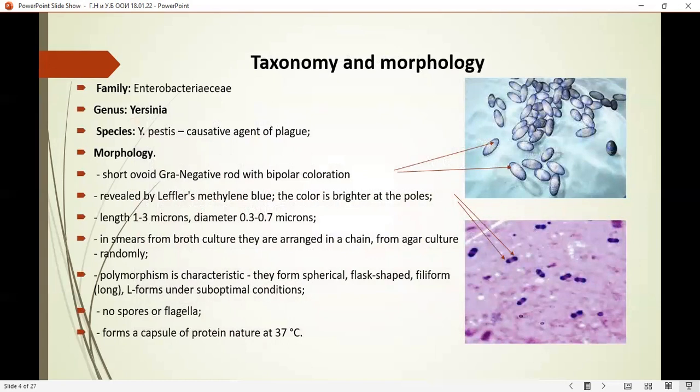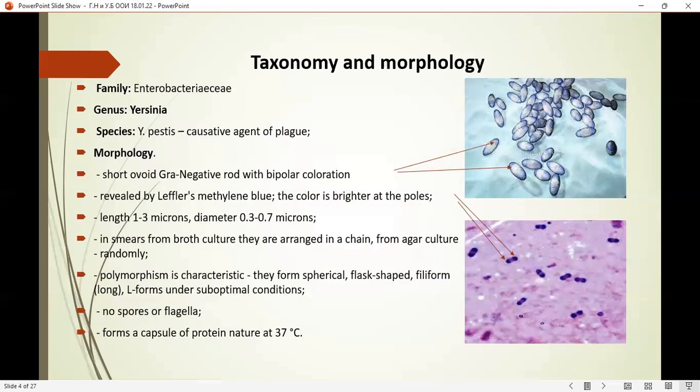Taxonomy and Morphology. The causative agent of the plague belongs to the family of Enterobacteriaceae, the genus of Yersinia, species of Yersinia pestis, which is the causative agent of the plague. Morphology. Yersinia pestis is an ovoid, barrel-shaped, non-motile, gram-negative rod. Plague bacteria do not form spores. A characteristic feature of the plague microbe is a bipolar color.